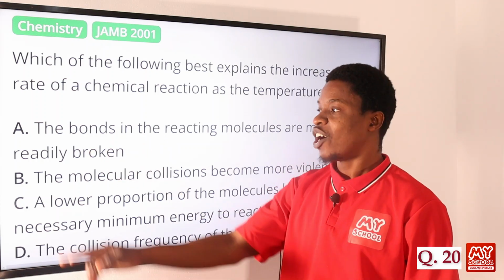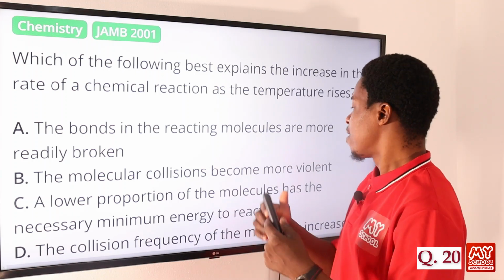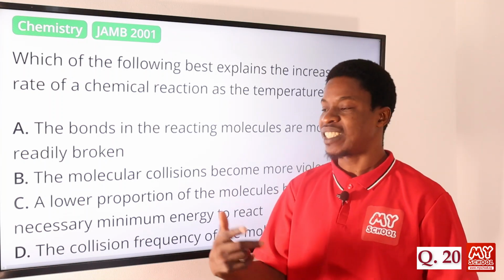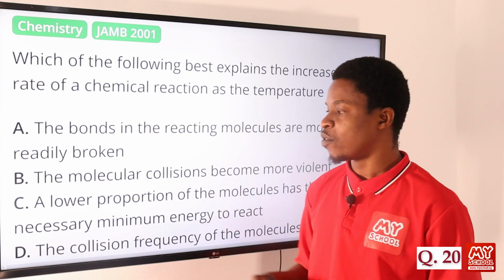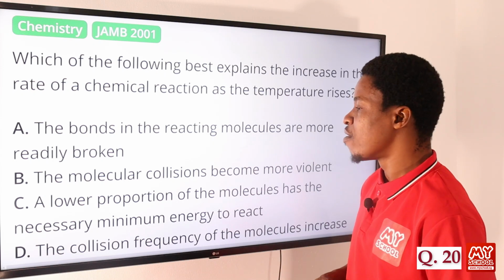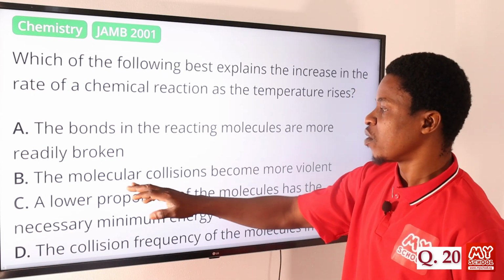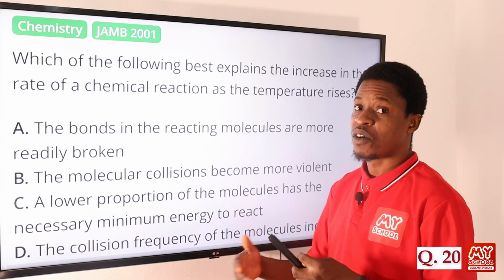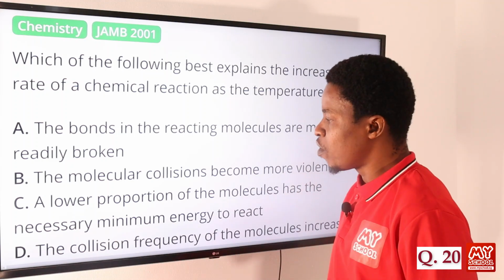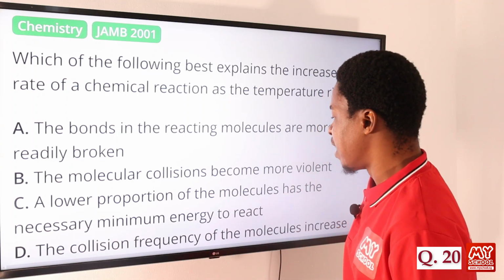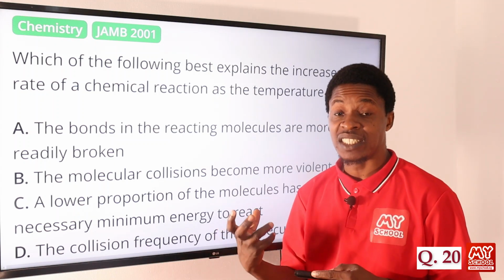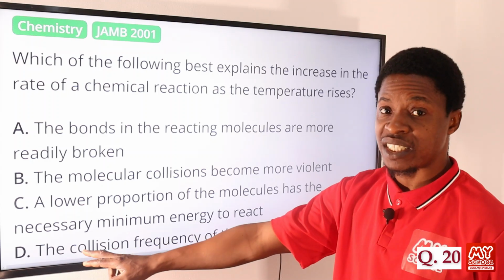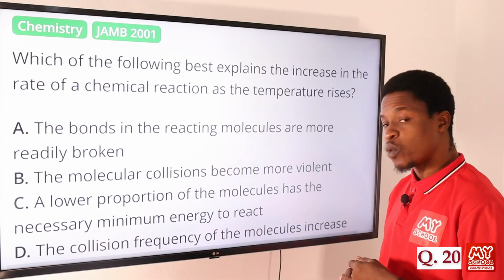So that cannot be. Option B says the molecular collisions become more violent. Yes, but what makes it so? Something is responsible for the molecular collisions becoming more violent, and we don't know about that. On its own, the molecular collisions becoming more violent will not just increase the rate of chemical reaction. So that also is not it. Let's look at option C. A lower proportion of the molecules has the necessary minimum energy to react. The minimum amount of energy needed for a chemical reaction to occur is what we call activation energy. But does this actually have it? No. Option D says the collision frequency of the molecules increases. Yes.